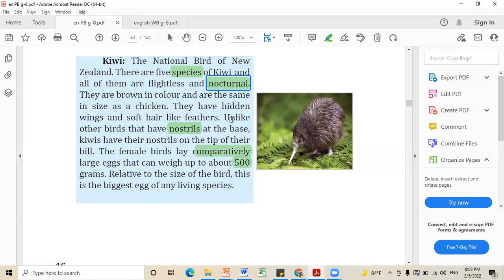The next one: unlike other birds that have nostrils at the base, kiwis have their nostrils on the tip of their bill, right?